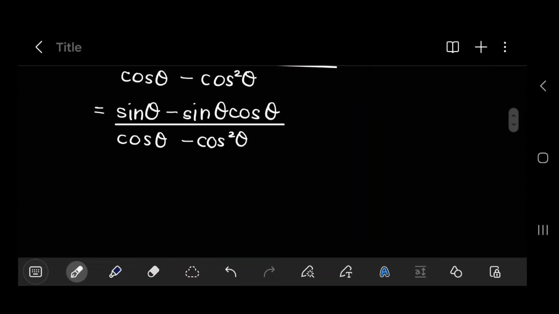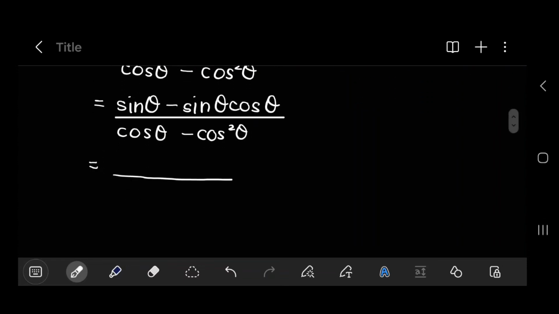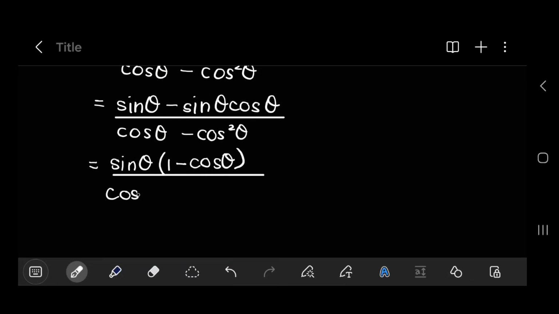And in the next step, we now notice that our numerator as well as our denominator can be factorized. Our numerator has two terms that both contain sine theta. So let's pull out sine theta as a common factor. Doing so, we have sine theta into 1 minus cos theta. And notice also that your denominator has cos theta in common with both terms. So let's pull out cos theta as a common factor. In your first term, you're left with 1. In the second term, you have 1 minus cos theta.